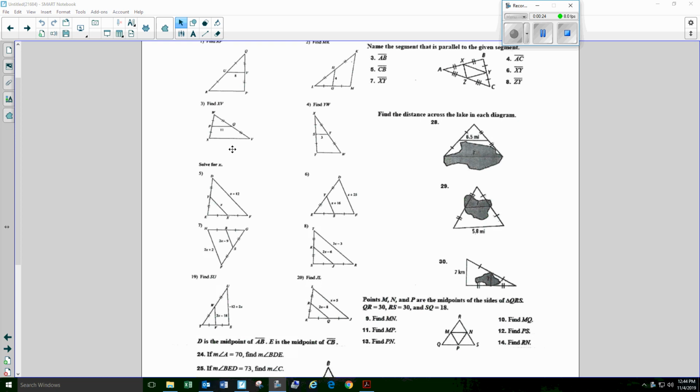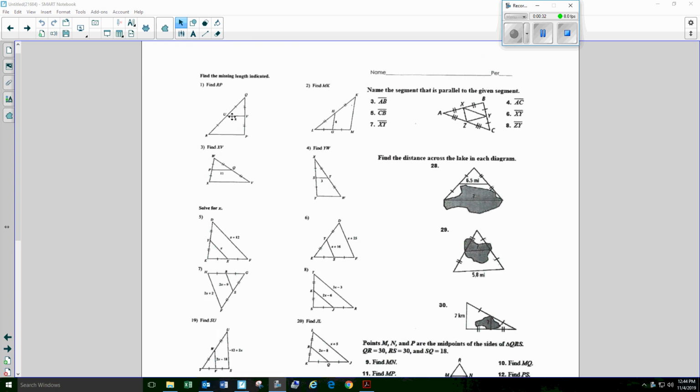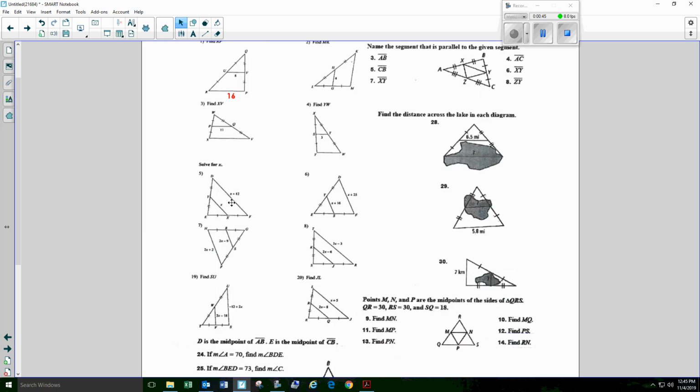So on a trapezoid, for example, they call it a median when you connect the two midpoints together. But you do the same concept. The median or the mid segment in this case for the triangle is half of the base. So that's 8. That puts that at 16. Very simple. Okay. Let's go down here.